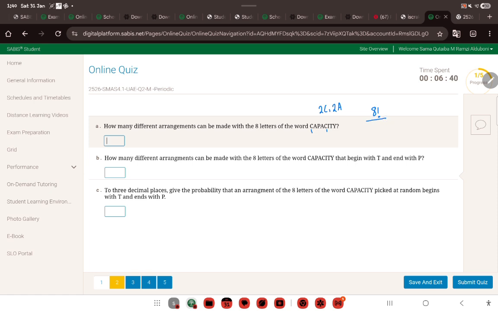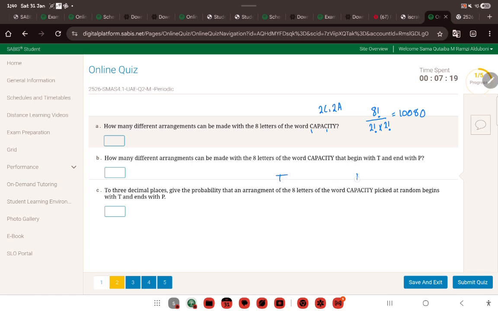And if we have repeating letters, we do the number of times it has been repeated, factorial, times the other letters which have been repeated. So 2 factorial times 2 factorial, because there are 2 C's and 2 A's. So we put them on the calculator. So we do 8 factorial divided by 2 factorial times 2 factorial. We get 10080.